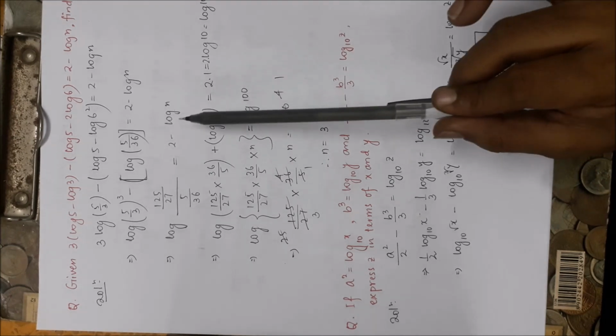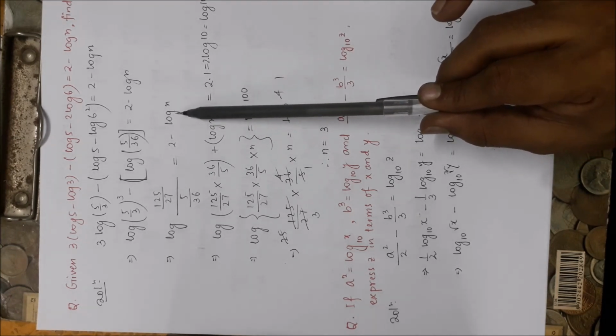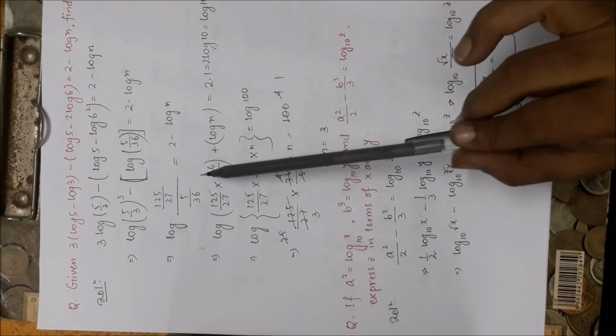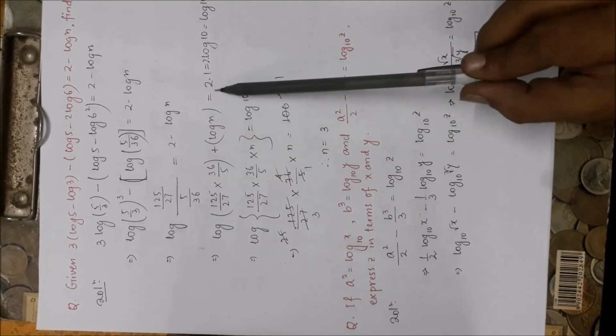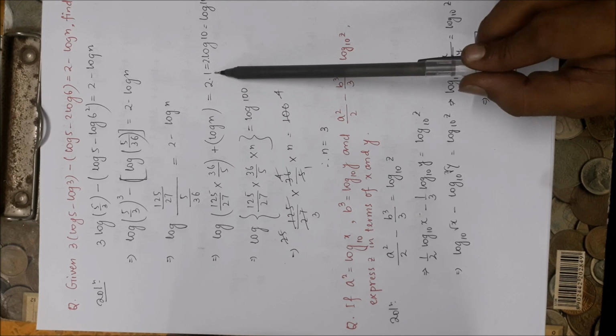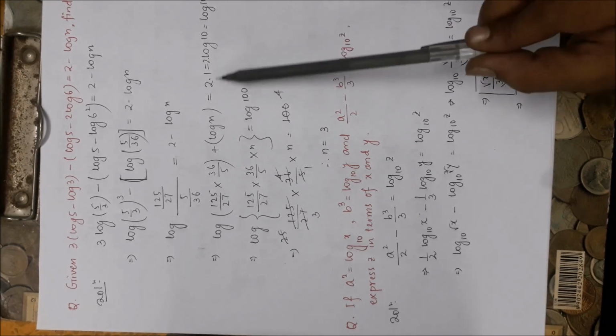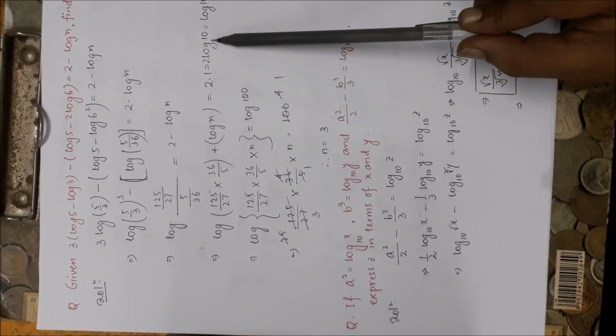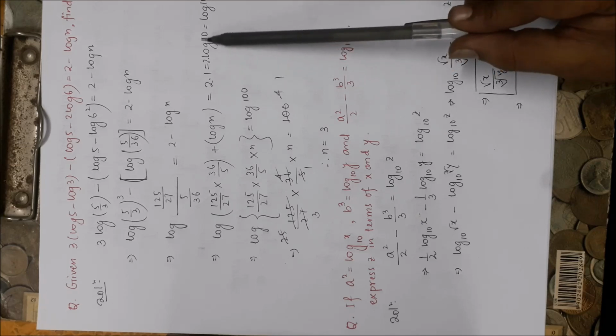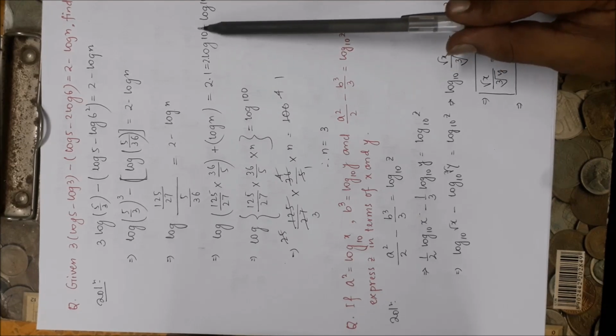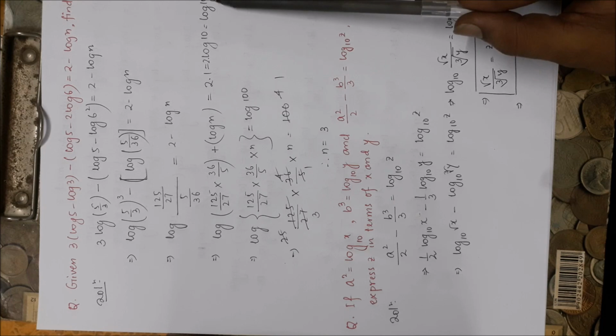Now in the next step, you need to carry this minus log n term to this side. So you will get plus log n equals 2. 2 can be written as 2 into 1. 1 can be written as log 10. So you will get 2 into log 10. And if you use the power rule, you will get log 10 square, that equals log 100.